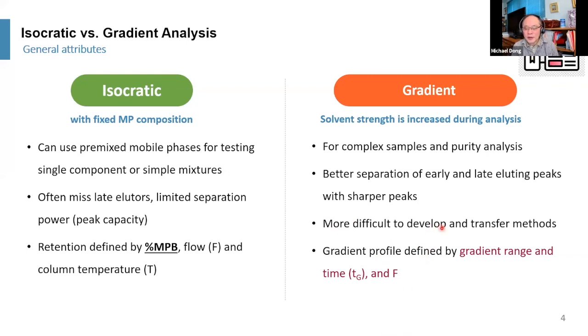It's a little bit more difficult to develop, but the equipment is getting better. So it's no longer a big deal if you know what you're doing to develop a gradient method, right? So most of the critical assays are gradient methods. And the gradient profile is once again defined by the range, TG, and the flow rate. And we talk about each parameter in some more detail.